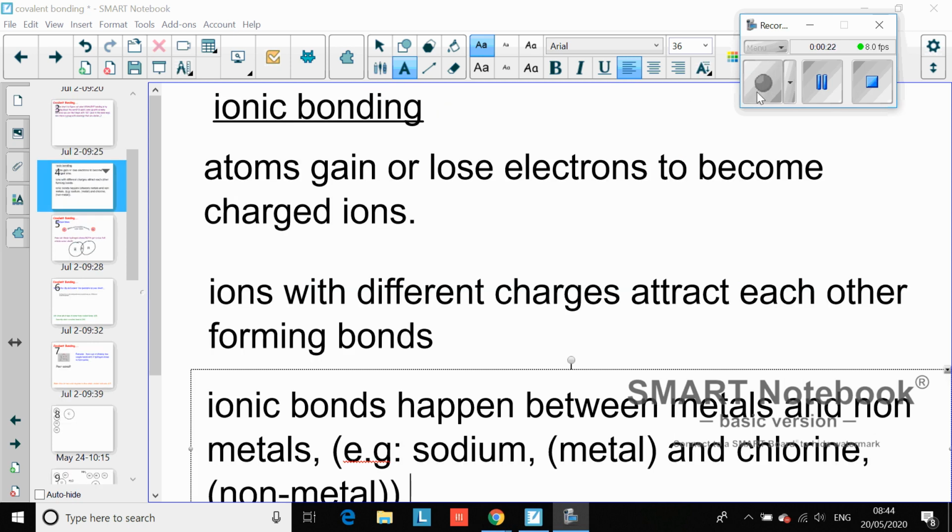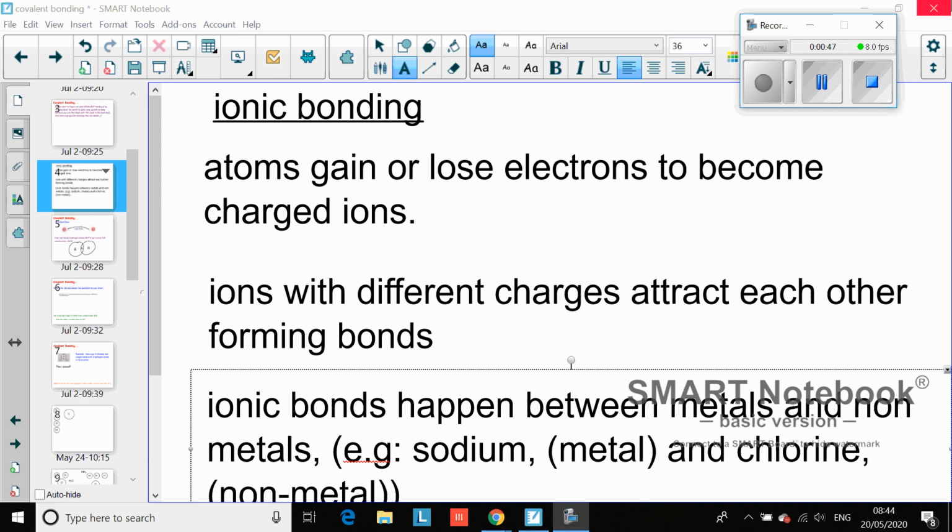So here are your key points about ionic bonding from last lesson, which if you didn't get, you'll need to pause the video and write these down. So, atoms gain or lose electrons to become charged ions. Now remember the reason they do that is because they want that full outer shell of electrons. So they'll either ditch one or gain one or two, depending on what it is, in order to do that.